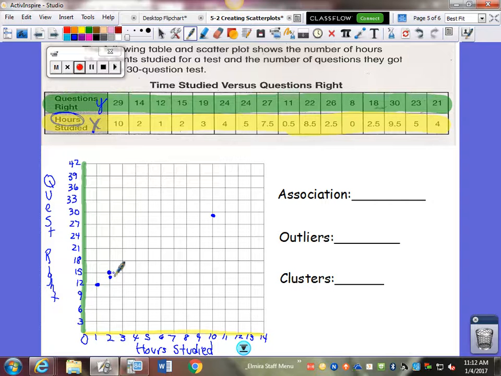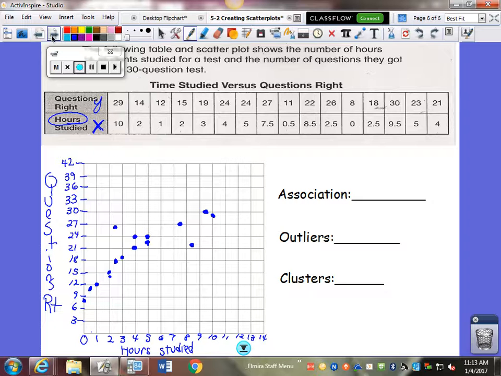Now, I'm going to skip a couple for a second because I want to make sure that we talk about some of these that are decimals. So this says 7.5 and 27. So here's 7, here's 8. 7.5 is right in the middle. Okay? 0 and 8. 0 and 8. All right? And when you're all done, looks like that.